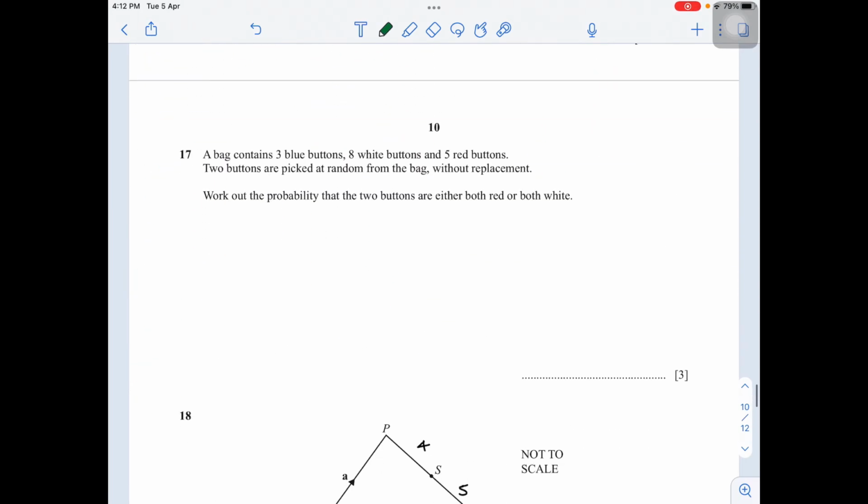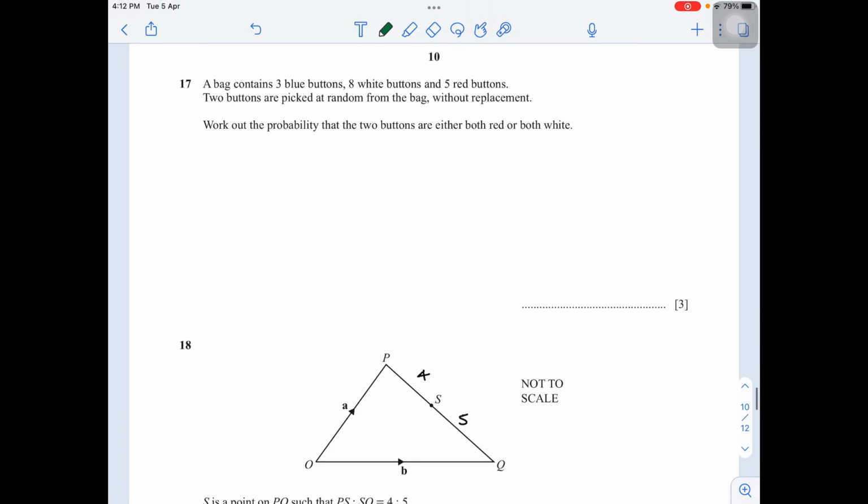Let's try the next one. A bag contains 3 blue buttons, so I'm writing blue 3, white buttons 8, and red buttons 5. So total 3 plus 8, 11 plus 5, 16. 2 buttons are picked at random from the bag without replacement. Work out the probability that the 2 buttons are either both red or both white.